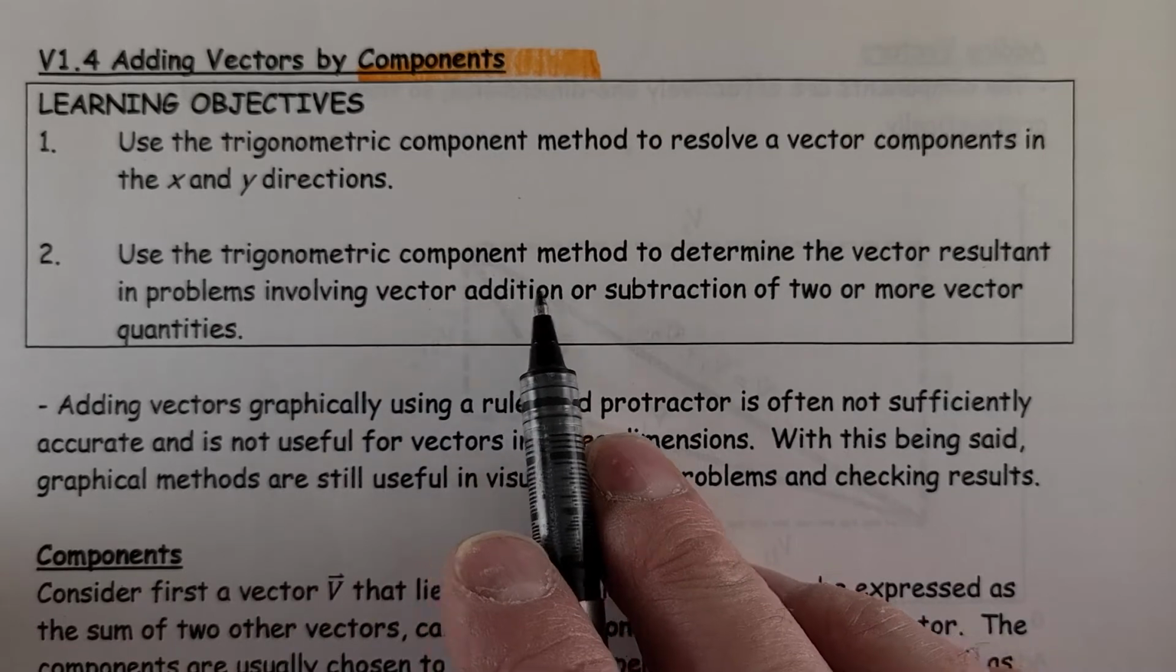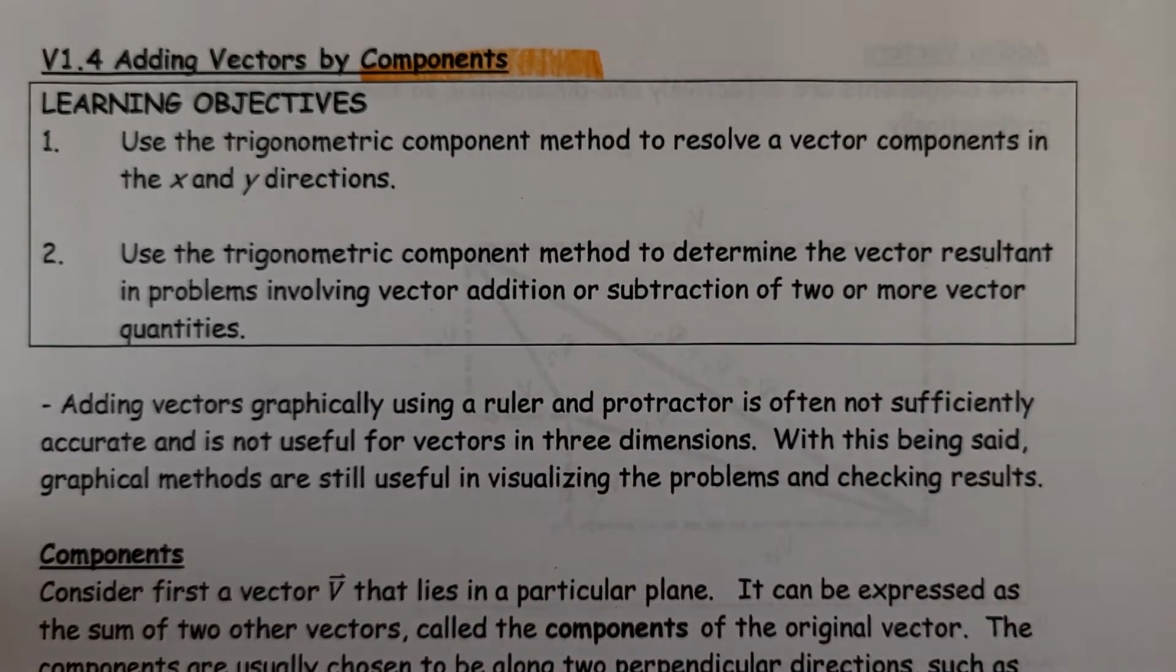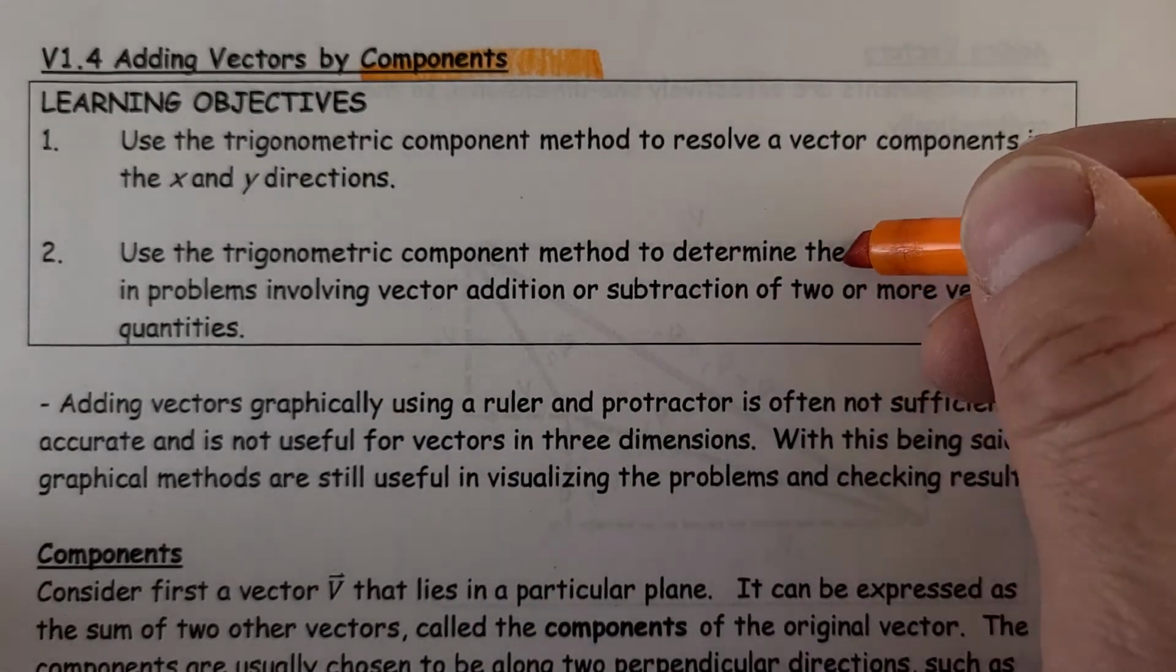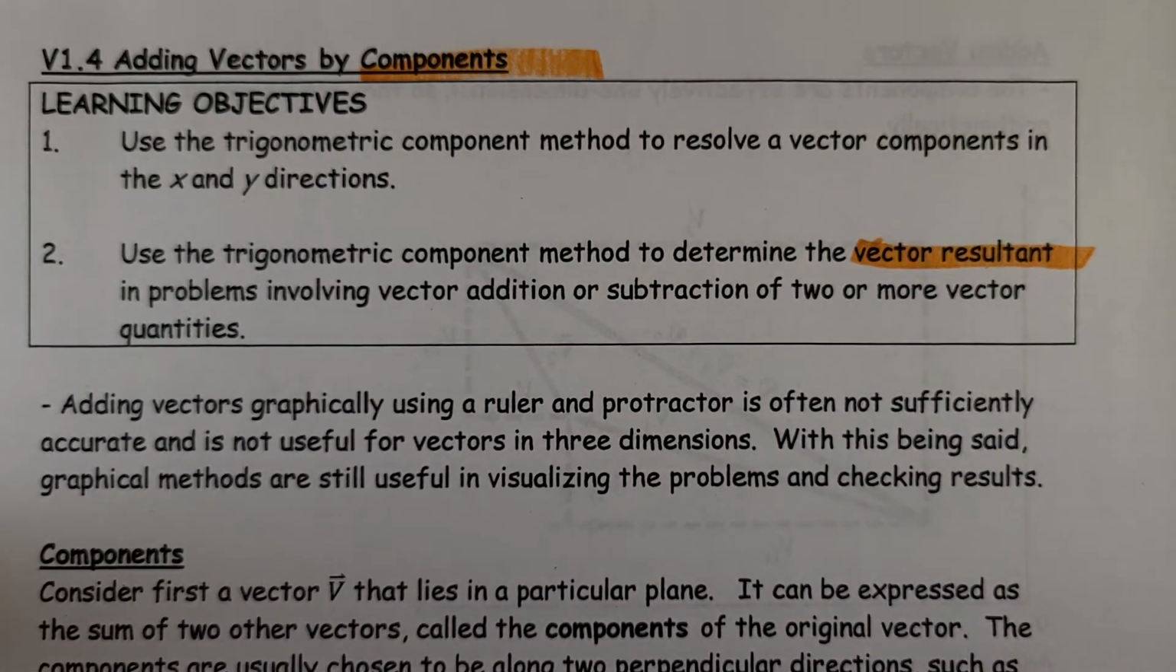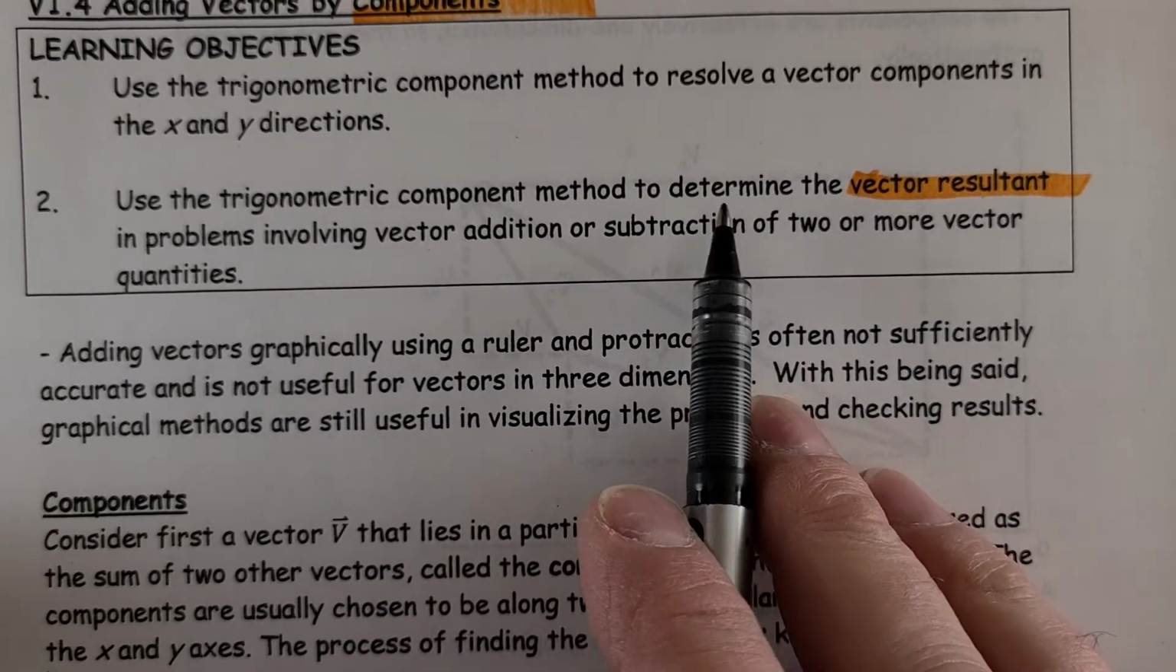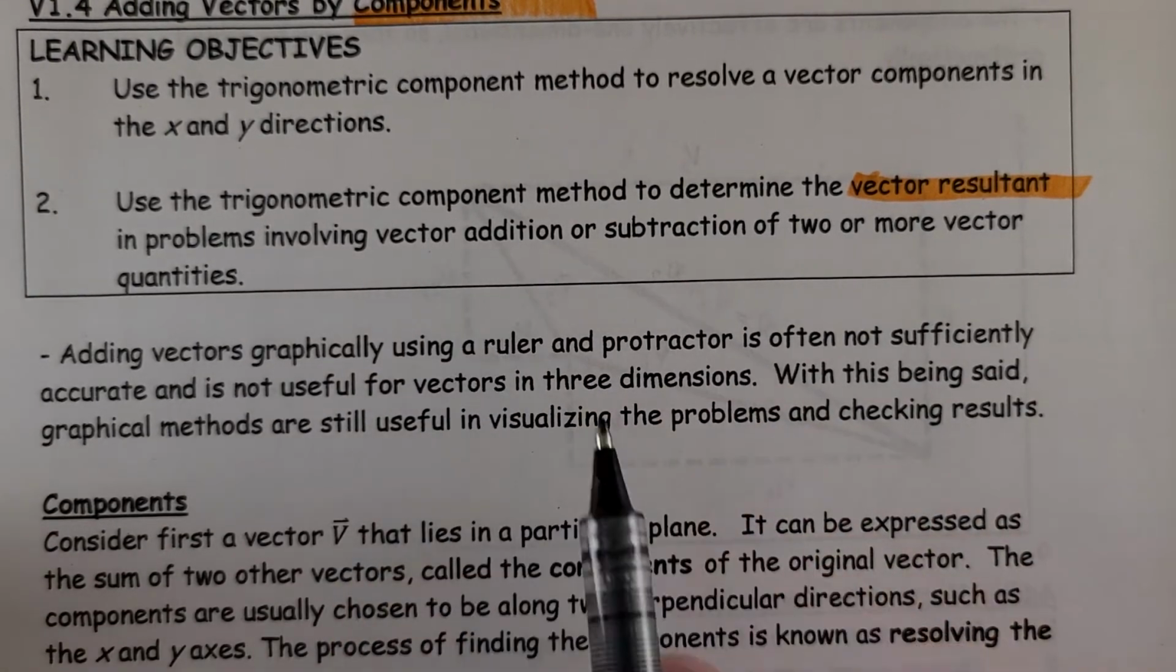Then use the trig component method to determine the vector resultant, VR, in problems involving vector addition or subtraction of two or more vector quantities. We'll mainly emphasize vector addition.